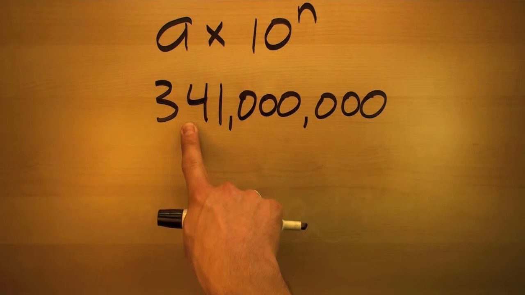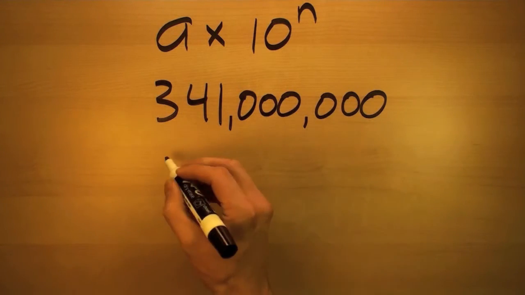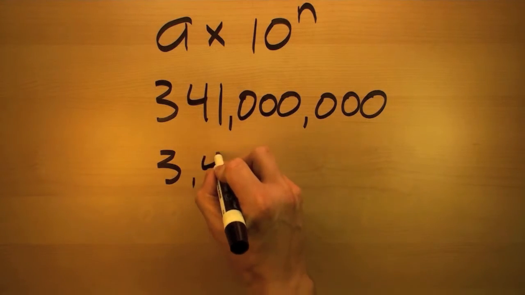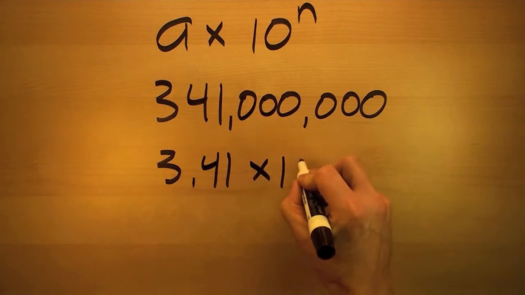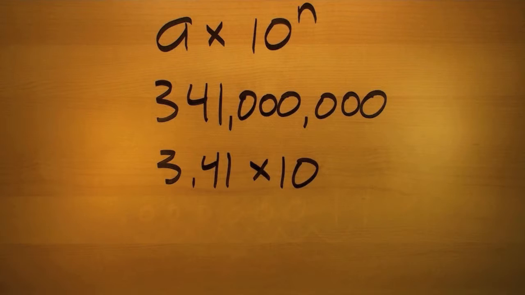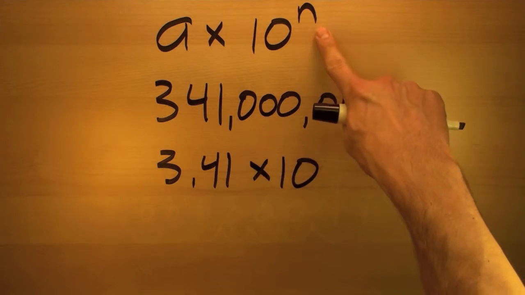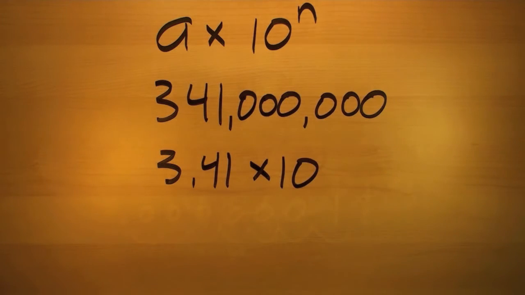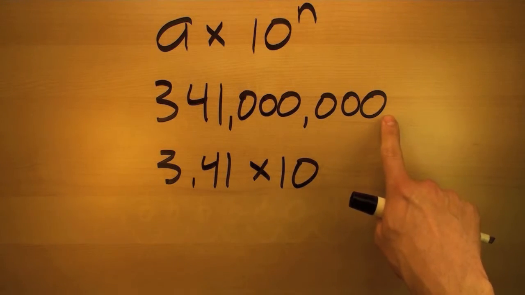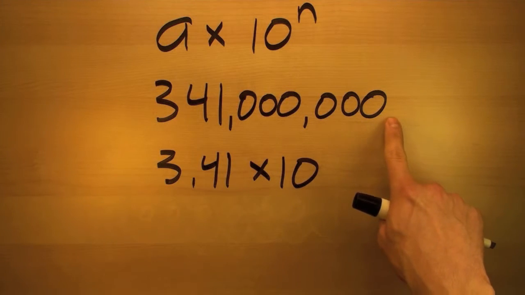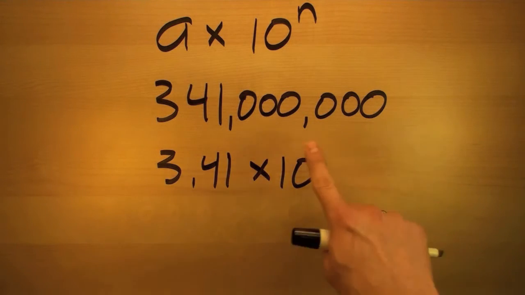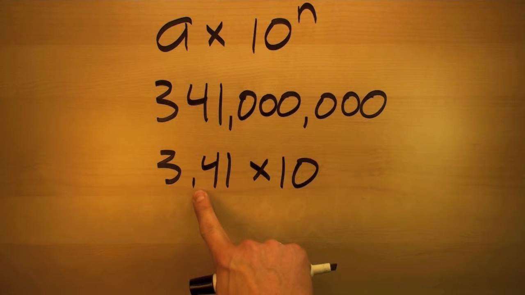So if our A is 3.41, times 10 to the something. Now that we've figured out A, we have to determine what N is. Remember, N is the number of decimal places that we moved. So the decimal was originally here, and we didn't write it, but it's always understood to be at the end of the number. And our decimal ended up here between the 3 and the 4.